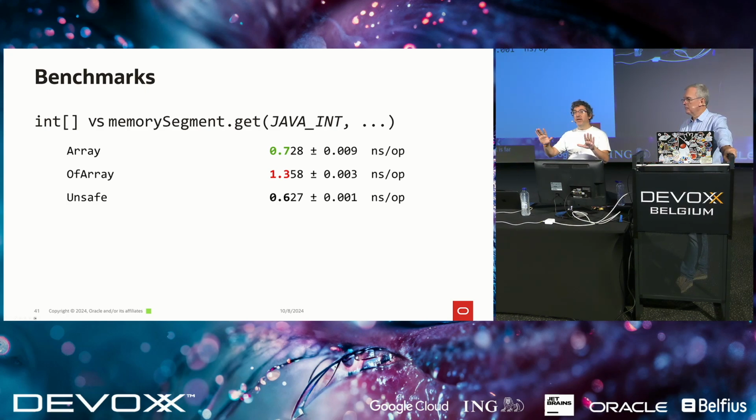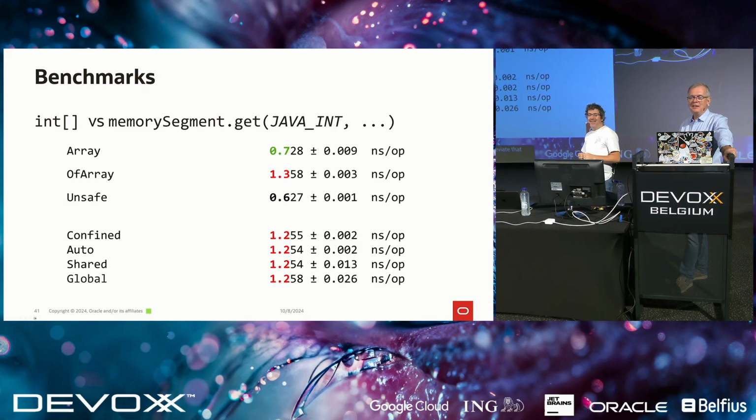No problem, we will explain how to alleviate that cost in a minute. And if you are using off-confine, off-auto, off-shared, or off-global, basically you have exactly the same kind of cost access. Why do you have this kind of cost access? It's because you have to check the bounds, you have to check the thread, you have to check if it's closed or not. And technically, the cost that dominates is checking if it's closed or not.